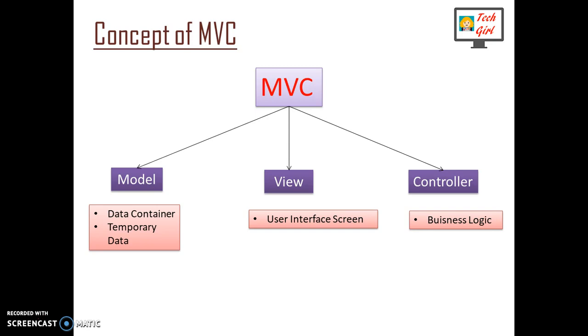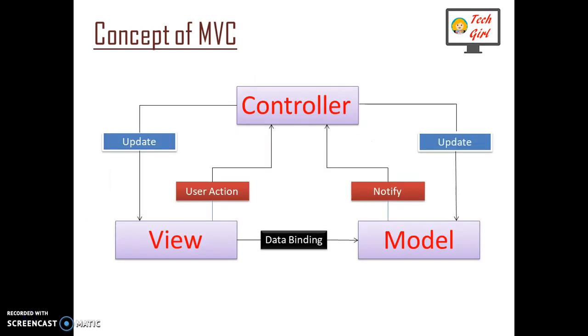Then comes view. So view is the user interface screen, which is normally whatever the user sees on the screen, and it is called view. And then comes the controller. Controller is the business logic or the logic behind the view, or the functions which are set for the view, called the controller. In the practical, we'll know better.